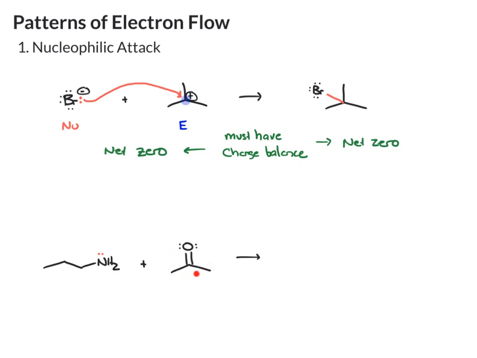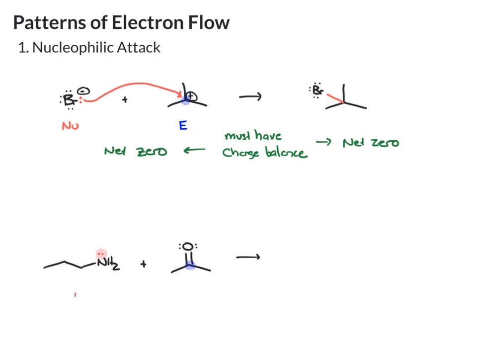Like in the case of this ketone here, the oxygen has lone pairs that could potentially act as a nucleophile, but we also know the carbon that's part of that double bond is an electrophile. But in the case of the amine, it really isn't electrophilic, so it becomes kind of the de facto nucleophile. So that's how we can figure out which is which.